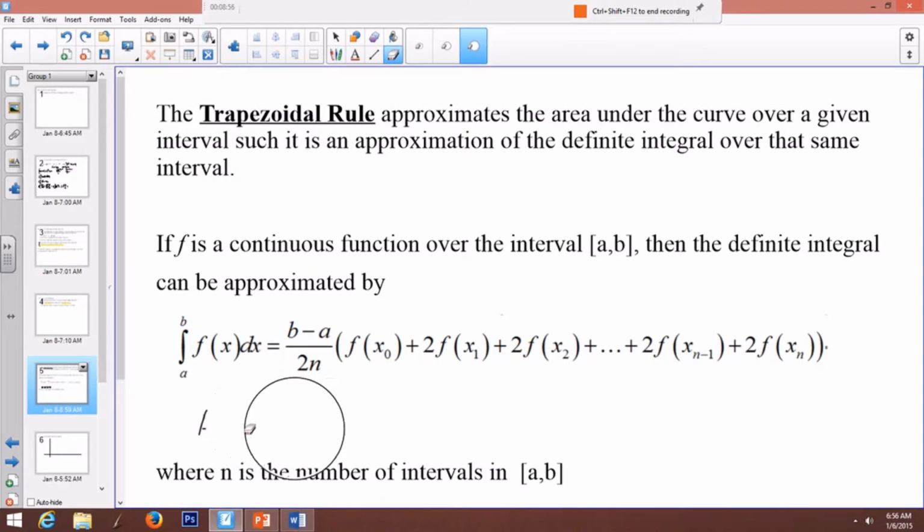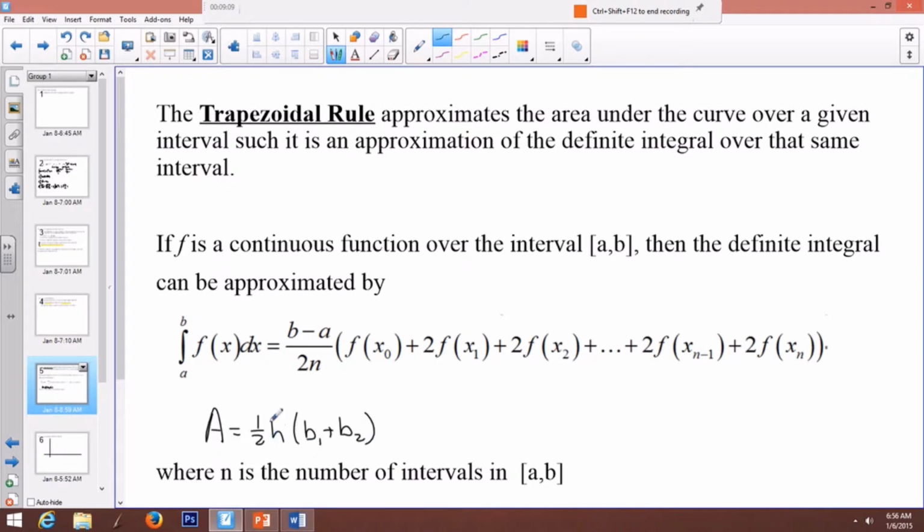I didn't make, oh man, that's too big. A equals 1/2 the height times b1 plus b2. This little 2 here is going to be your half. b minus a divided by n is going to be your h, and then this expression is all of the bases, because we're going to have a bunch of trapezoids next to each other. So this is a simplification of all of these bases that we're going to end up with. And then this n is going to be the number of intervals over a to b.